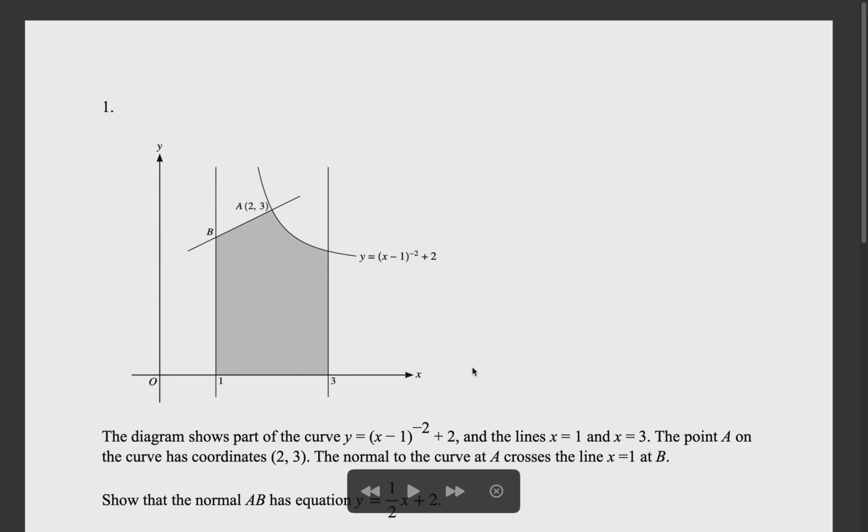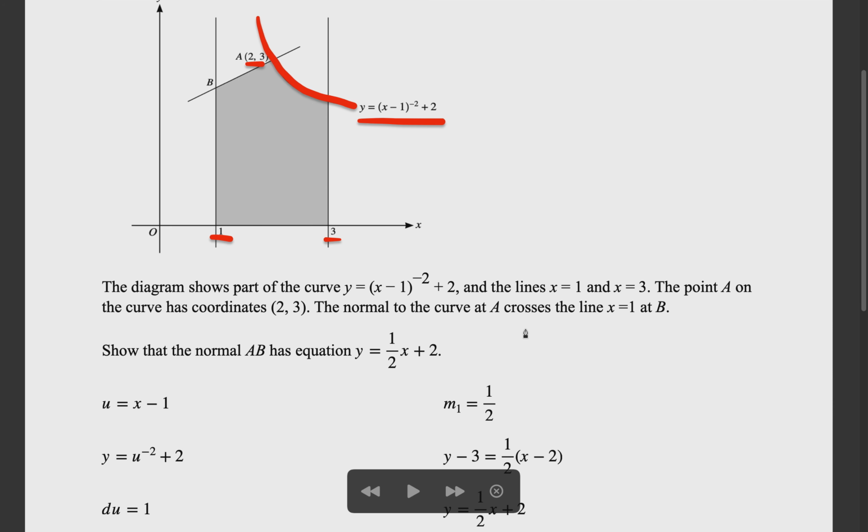So our first problem here presents us with a diagram. It is also stated that the diagram shows part of the curve y equals (x minus 1) to the power of negative 2 plus 2, and the lines x equals 1 and x equals 3. The point A on the curve has coordinates (2, 3), and the normal to the curve at A crosses the line x equals 1 at B.